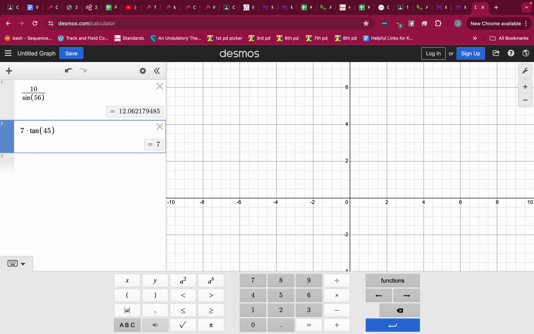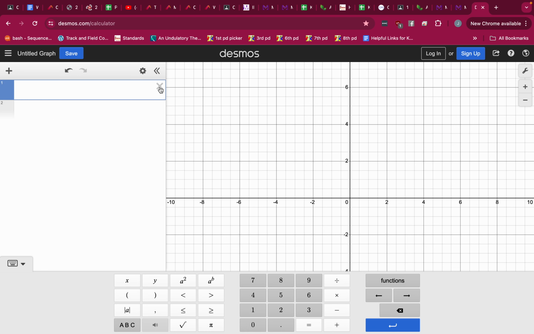Let's say you wanted to do 7 times the tan of 45. Well, tan of 45 is equal to 1, so 7 times tan of 45 is 7, okay? And you can just X these out when you're done with them. It'll record everything that you do.